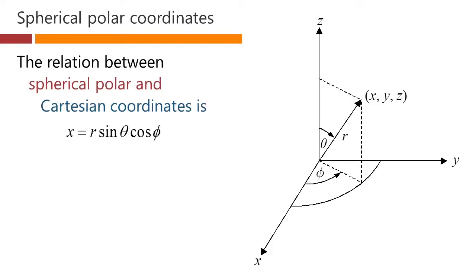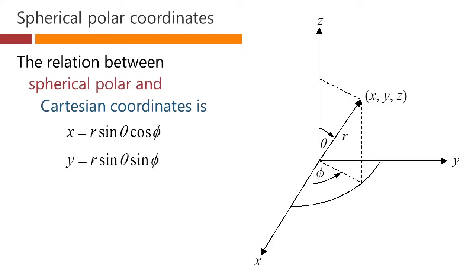And explicitly, x here will be r sine theta cos phi. So if we take our vector r here, with this length r, and we project it onto these axes, the x-coordinate component will be this component of r projected onto the plane, so that's r sine theta, and then that component on the plane projected onto the x-axis, which is r sine theta cos phi.